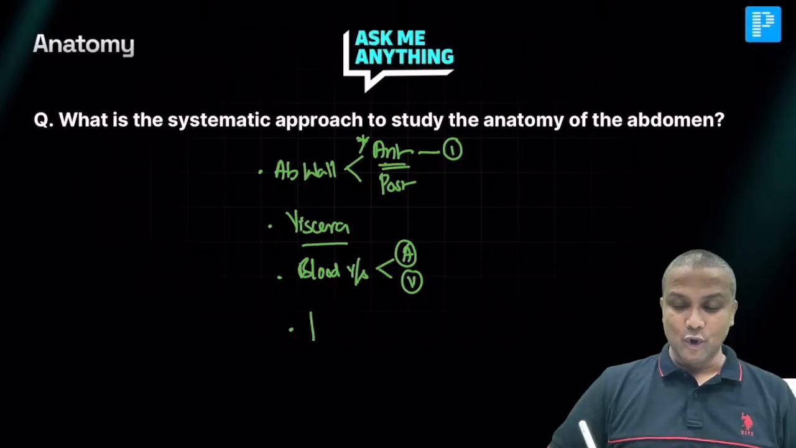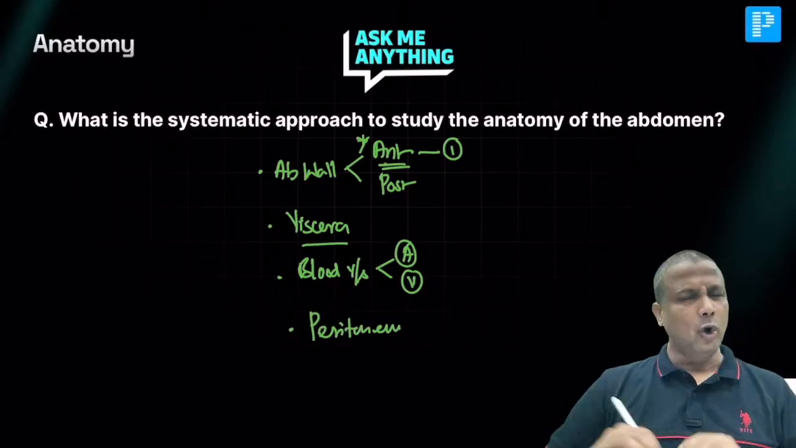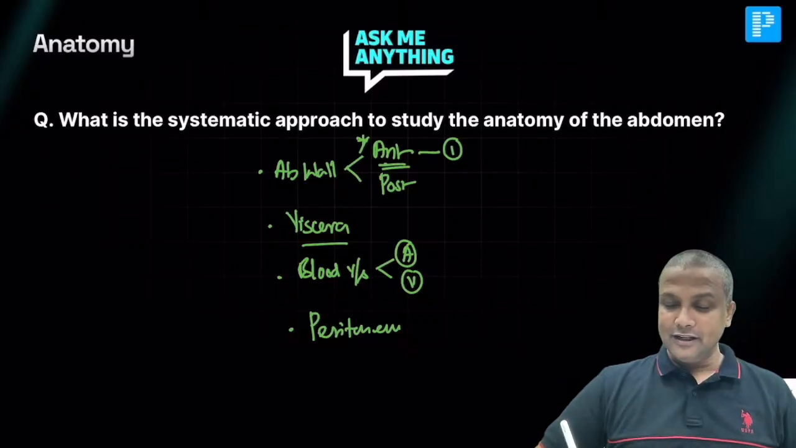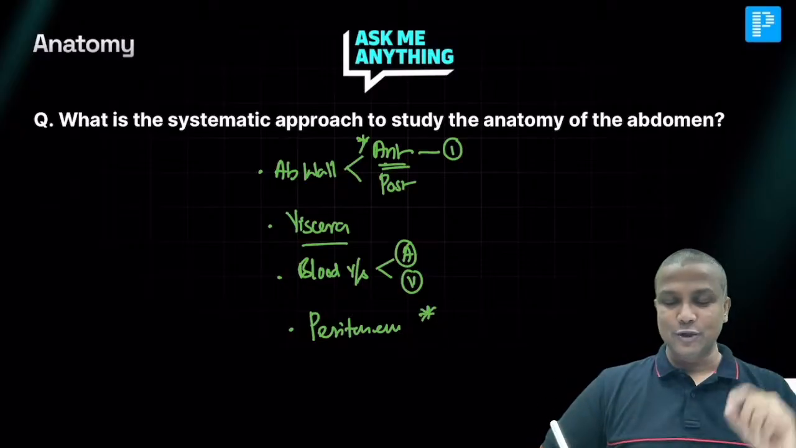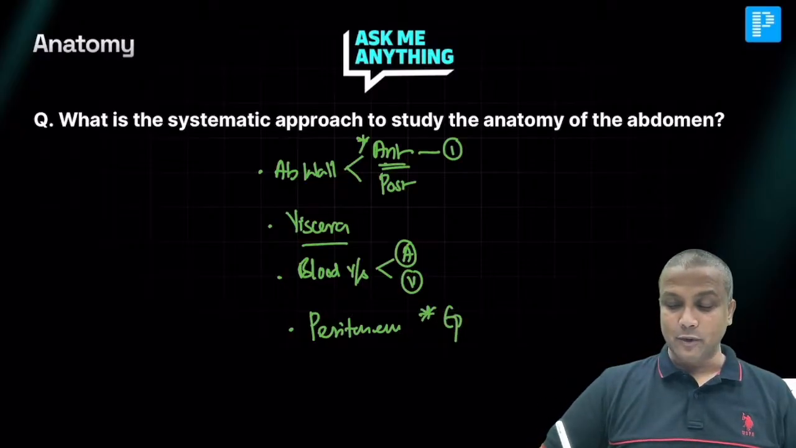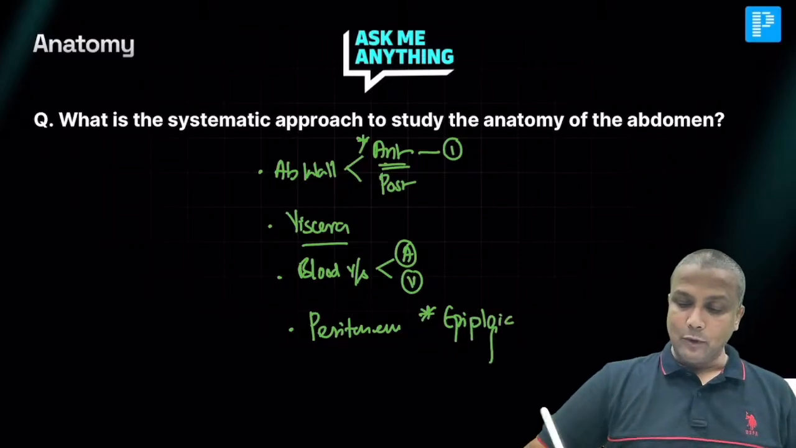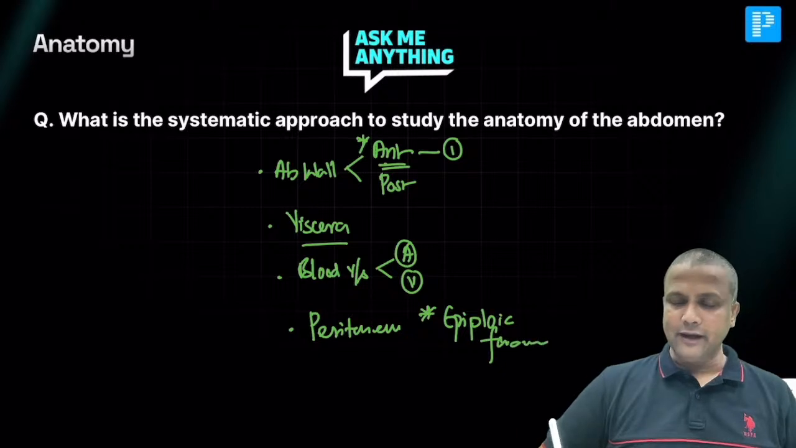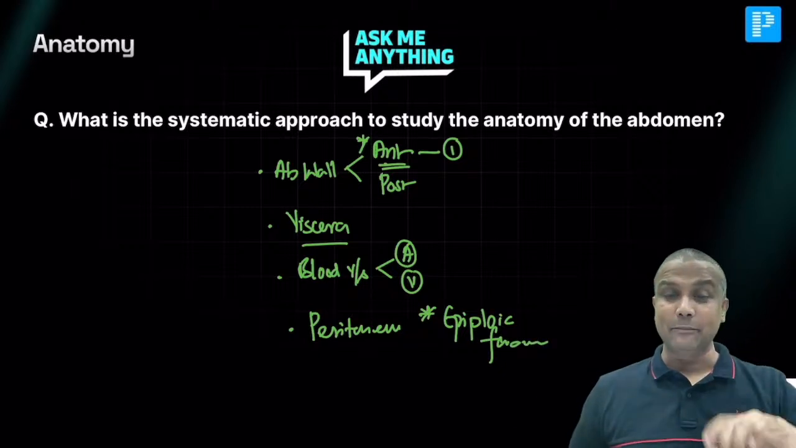And then don't forget about the peritoneum, all the peritoneal folds. In these peritoneal folds, if you ask me, sir, one question which can be asked in the exam is about the boundaries of epiploic foramen. That is a trending question nowadays. The boundaries of epiploic foramen, a trending question nowadays in the exam, so they're asking like many times.